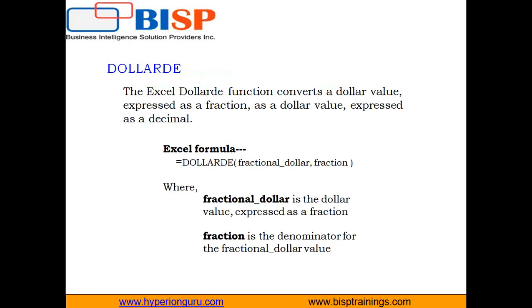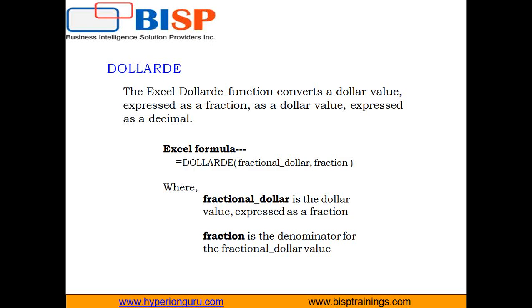It converts a dollar price expressed as an integer part and a fraction part, such as 1.02, into a dollar price expressed as a decimal number. Fractional dollar numbers are sometimes used for security prices. The fraction part of the value is divided by the integer that you specify. For example, if you want your price to be expressed to a precision of 1 by 16 of a dollar, you divide the fraction part by 16.